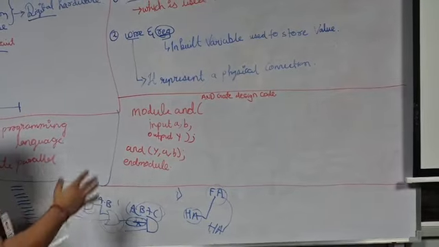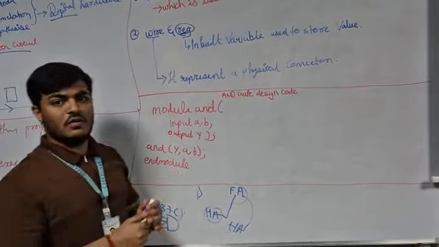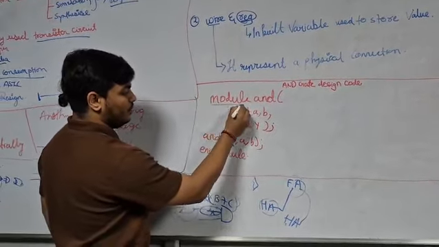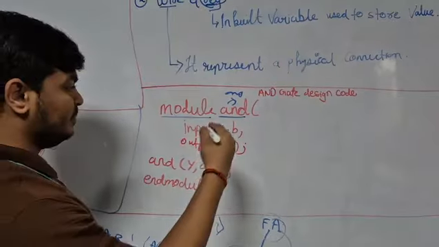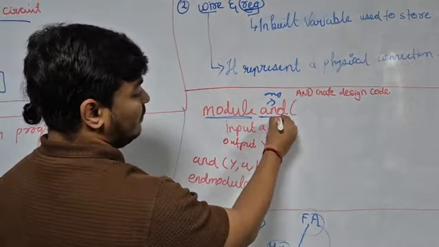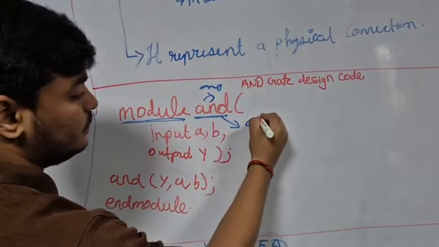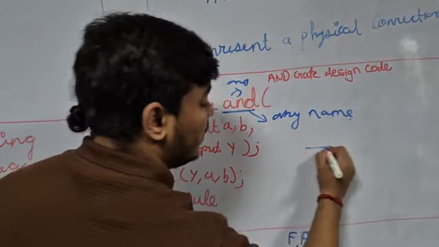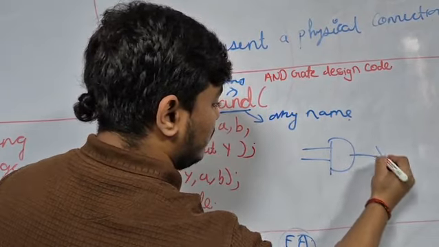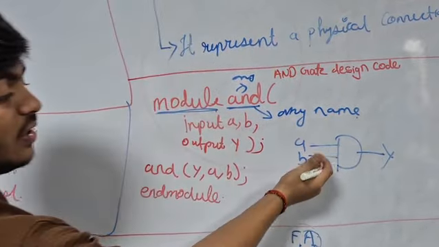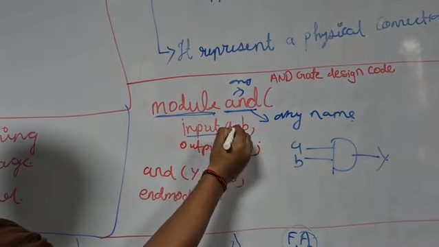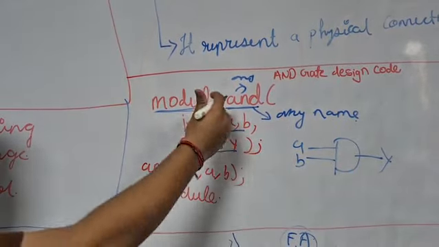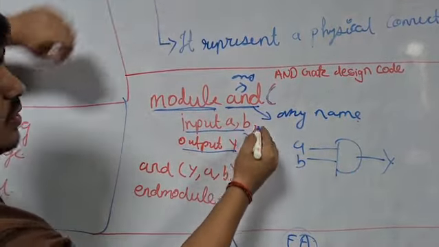Okay, so let's start our basic code, the AND gate. We initialize with module, and you can set any name. First we have to design an AND gate with Y as output and inputs A and B. Input are two: I have initialized input A comma B. Output Y. Okay, done. This block is used to initialize the inputs and outputs.